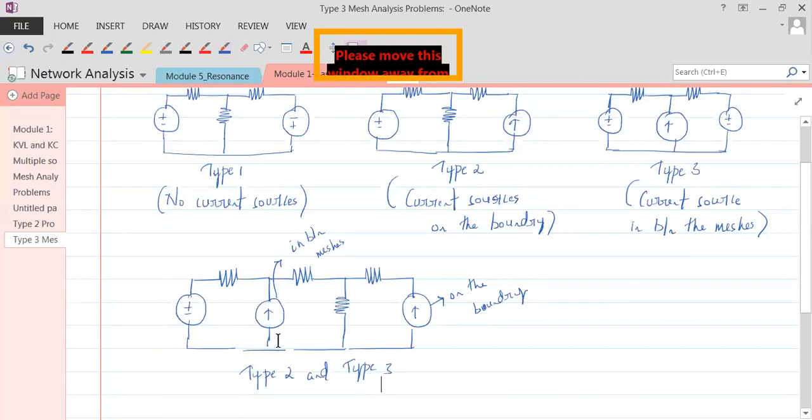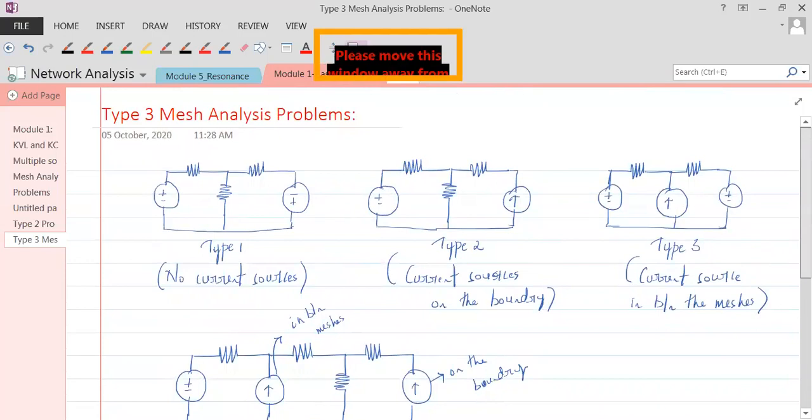Understand? So this observation you need to have in mesh analysis. If current sources are not there, fine, we know how to deal with. If current sources are there, if on the boundary, how to deal with. If they are in between, how to deal with is what we are now looking at. If the current sources are in between the meshes, then what needs to be done? If they are on the boundary, we know that's an advantage. The number of KVLs would reduce, saving a lot of time. Okay, so how this type 3 circuit would look like is what we are going to see.